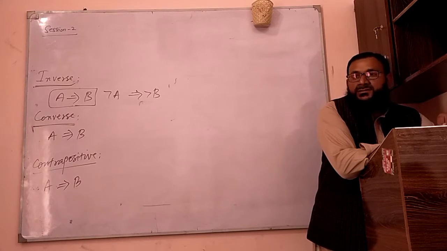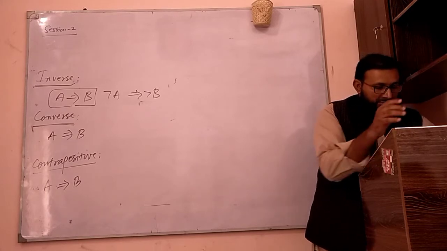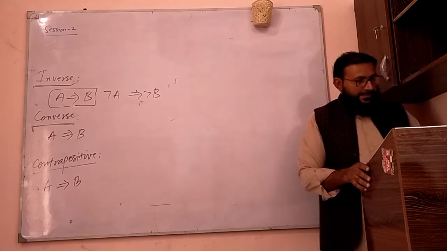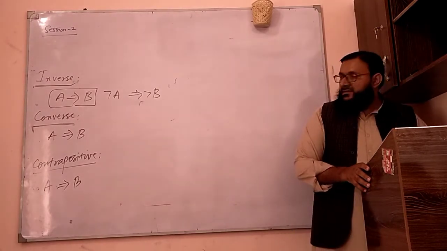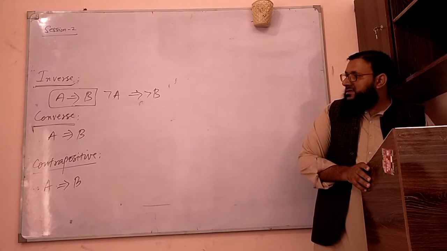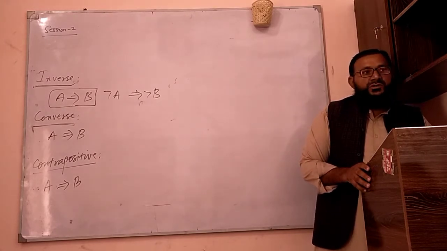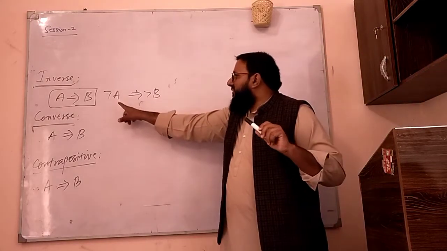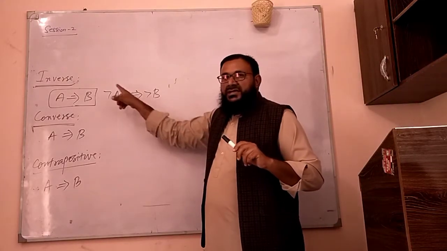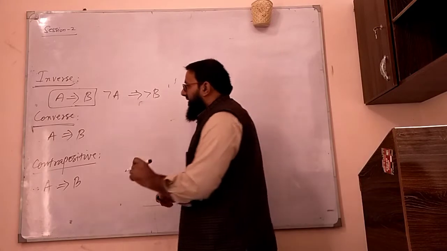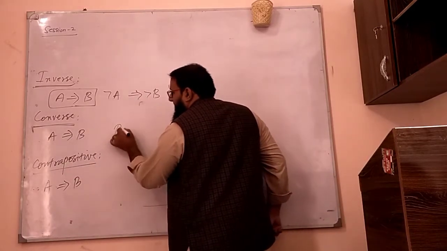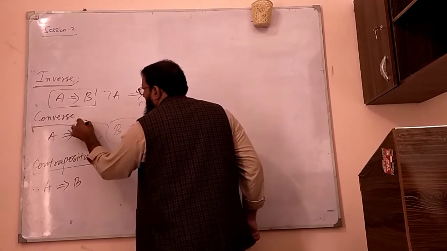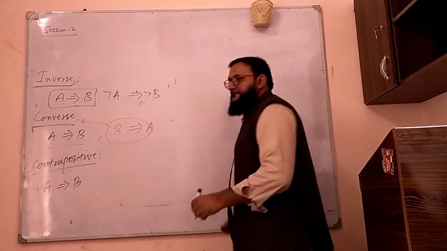What is going to be the converse? B implies A. Yes. The converse of A implies B would be B implies A. In the inverse, what you do is negate both, and the implication remains the same. In the converse, you just flip the sides, so it becomes B implies A. This is going to be the converse of this statement.